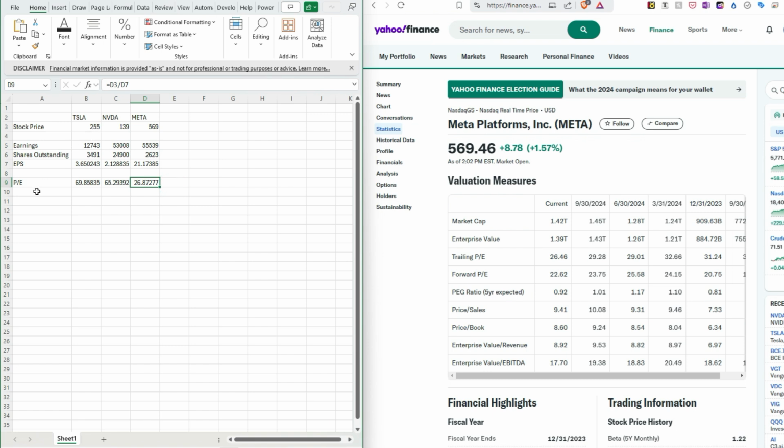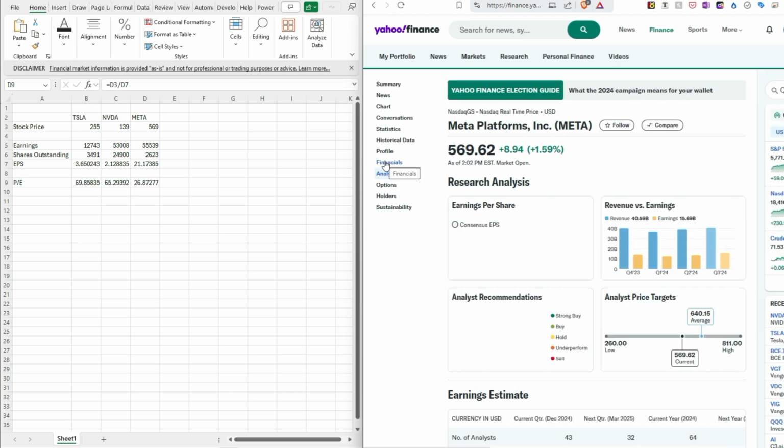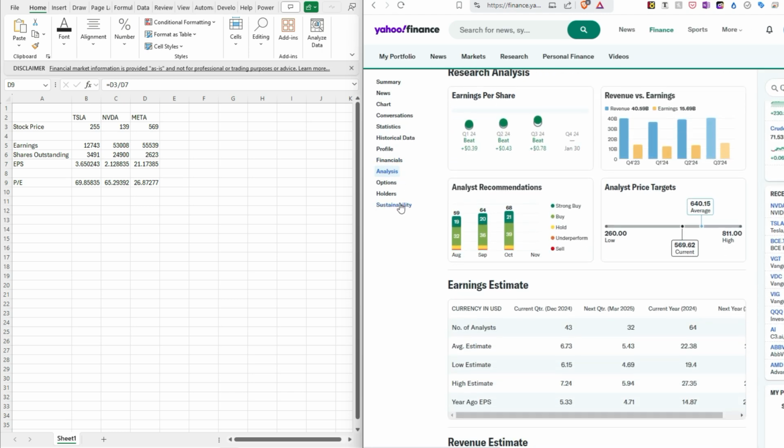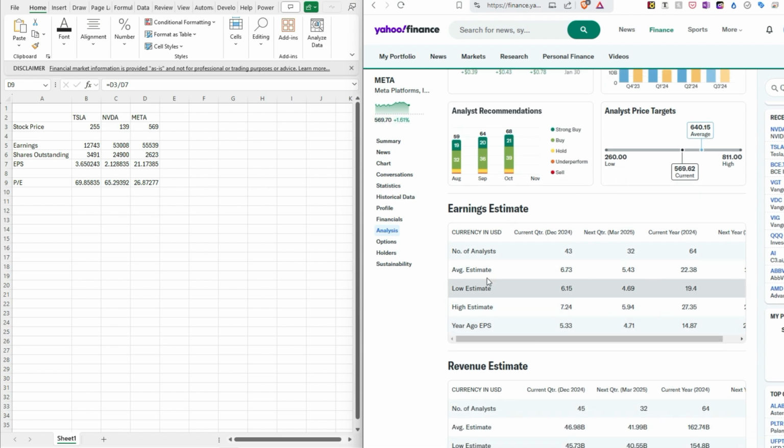What I'm going to do next is calculate the forward price to earnings ratios. So on Yahoo Finance, if you go under the analysis section, you'll get data on analyst estimates, how much profit they're expecting the stock to generate over the next year. So we've got the number of analysts covering it, the average estimate, the low, the high, and the year ago EPS. So this is the earnings estimate. This is what we're going to look at. So we want to look at the average.